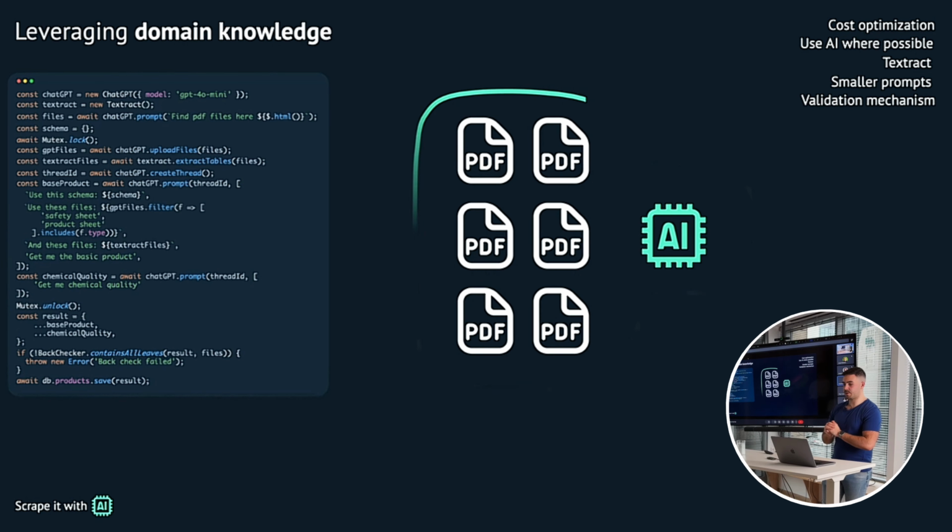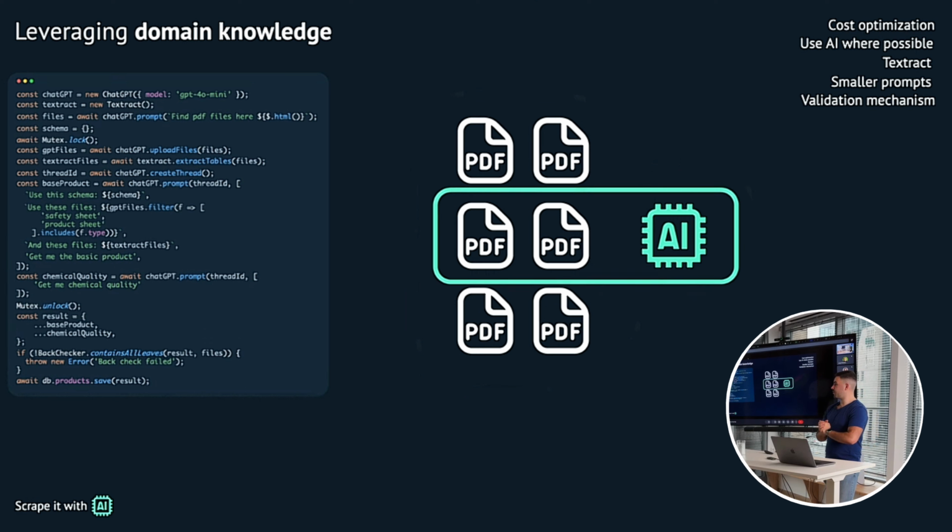Next one is, after some time, we realized that some pieces of information are contained only in specific PDF files. For example, let's say we had to scrape some biocides, which were chemicals. They were most likely stored in files called safety datasheet.